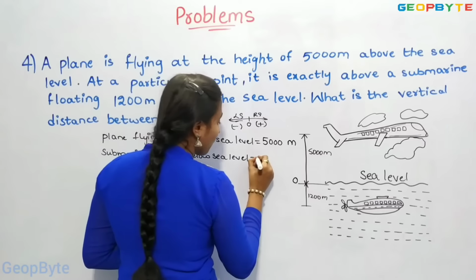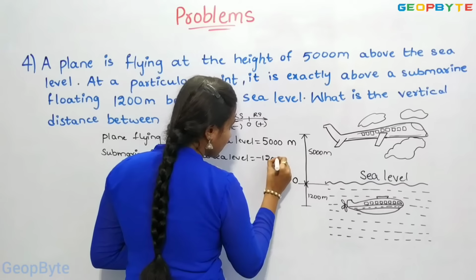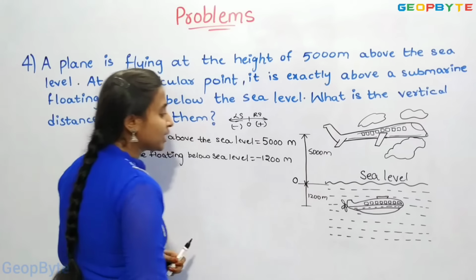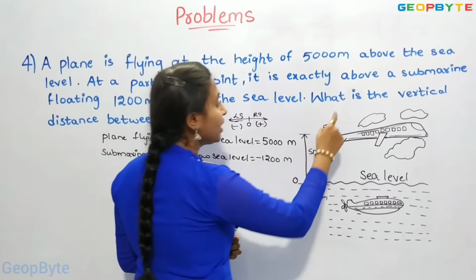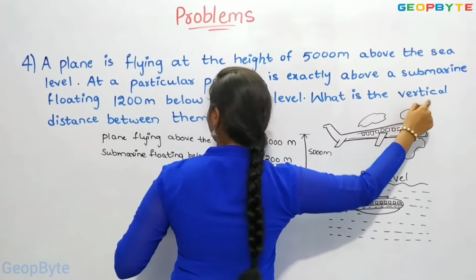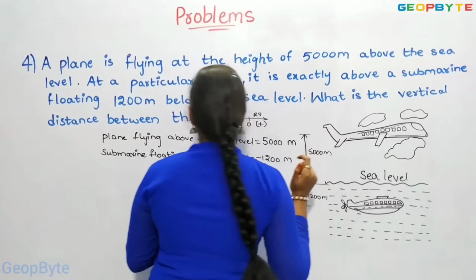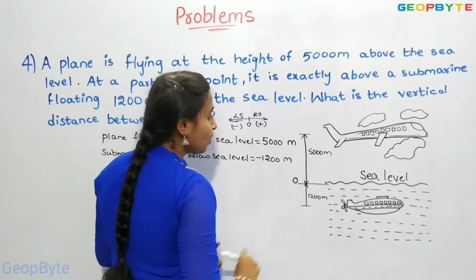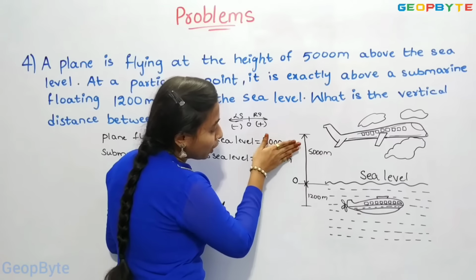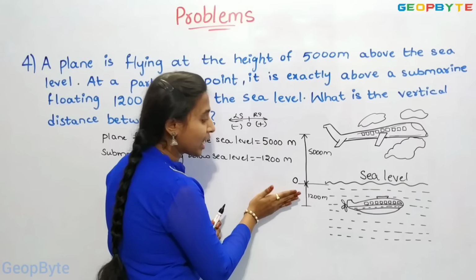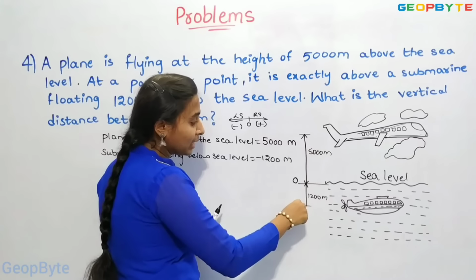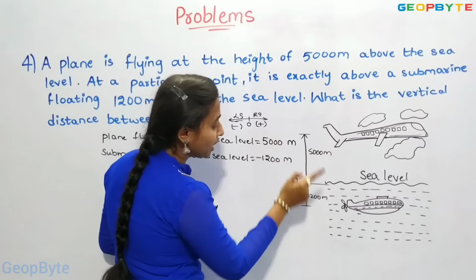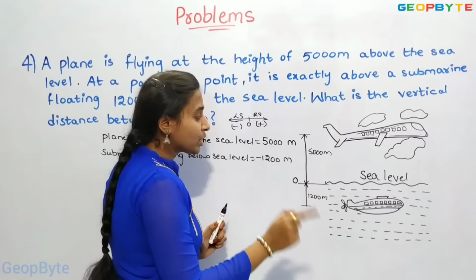Is minus 1200 meters, as it is floating below the sea level. Now we need to find what is the vertical distance between them. Means we need to find the vertical distance. So we have the positive side here and the negative side here. We need to go like this. That is, to find the vertical distance from here to here, we need to subtract.